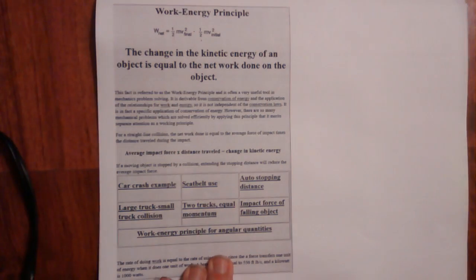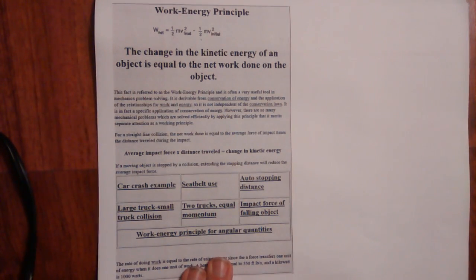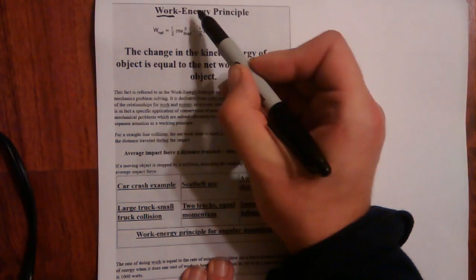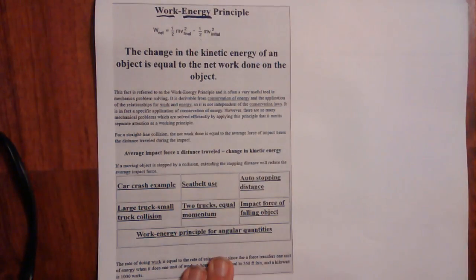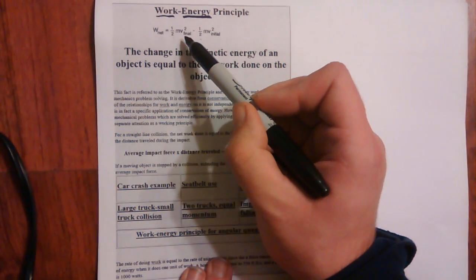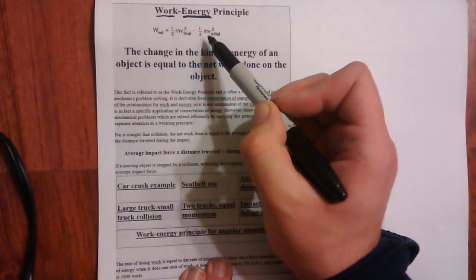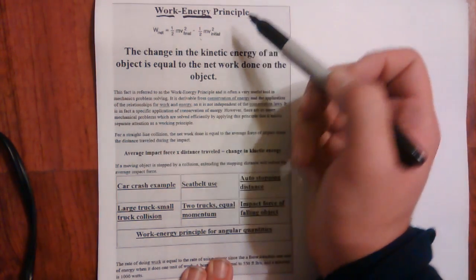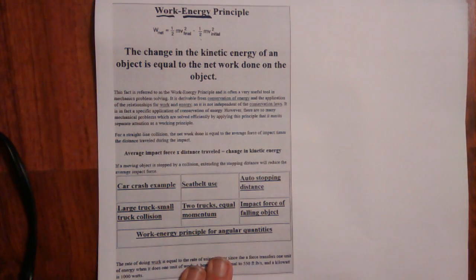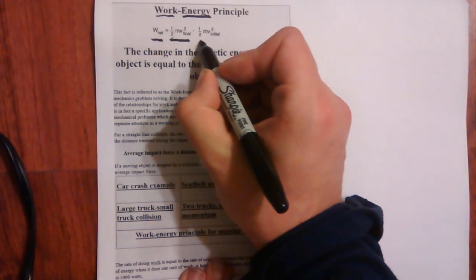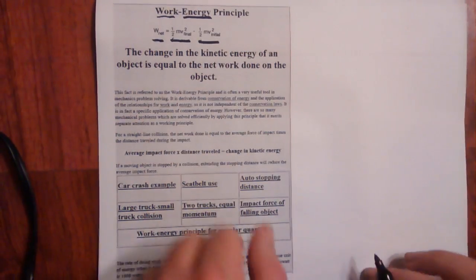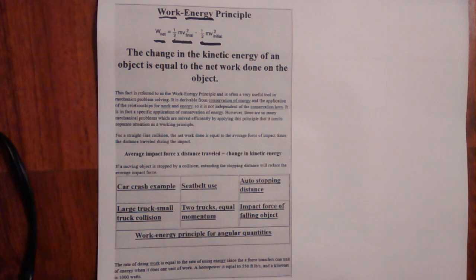Energy principle. Based off of the title, we can immediately tell what we will be learning today: the relationship between work and energy. W net is equal to 1/2 mv squared final minus 1/2 mv squared initial. Looking at this first equation, we can see that work is equal to the final kinetic energy minus the initial kinetic energy. I don't like the way they've stated the work-energy principle here.